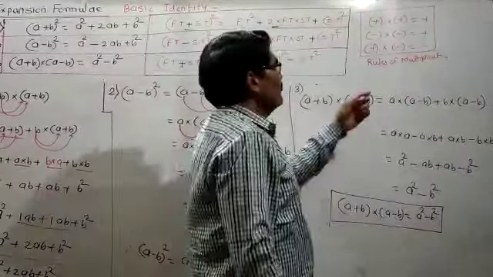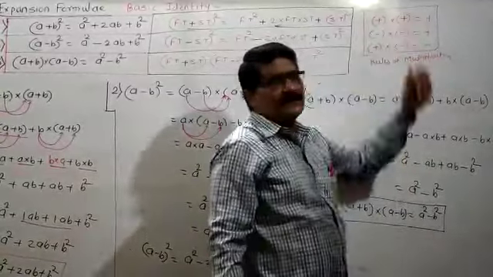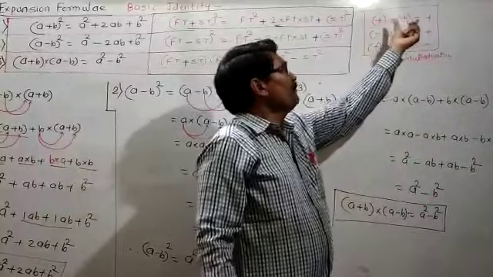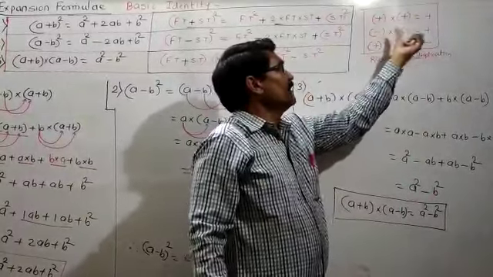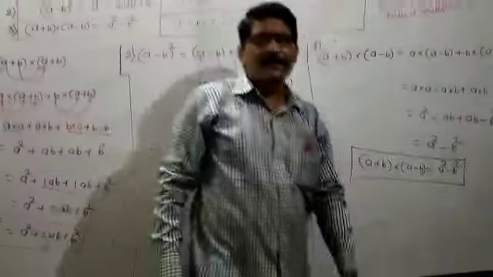What you have to say? If both numbers are positive, if this is the positive term, this is the positive term, product is positive. If both numbers are negative, product is positive. If one number is positive, another one is negative, product is negative.